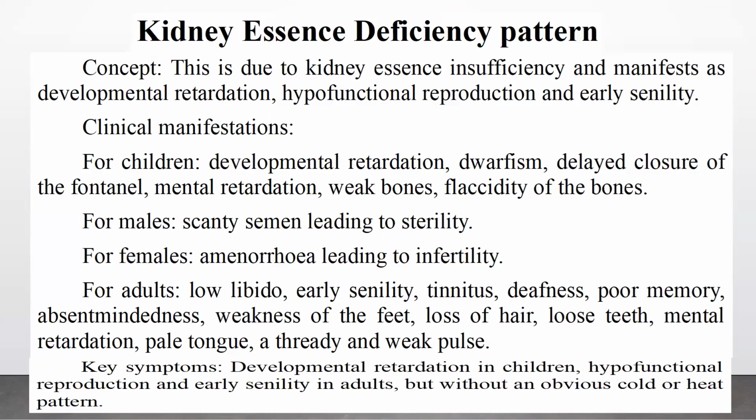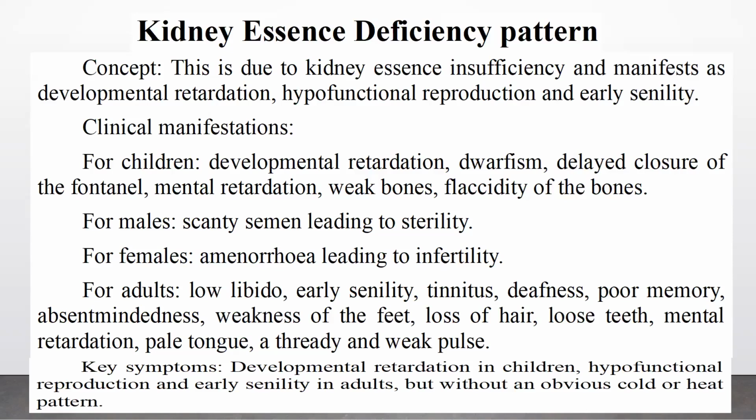For the clinical manifestation, for children, there is developmental retardation, dwarfism, delayed closure of the fontanelle, mental retardation, weak bones, laxity of the bones. For males, there is scanty semen leading to sterility. For females, amenorrhea leading to infertility. For adults, low libido, early senility, tinnitus, deafness, poor memory, absent-mindedness, weakness of the feet, loss of hair, loose teeth, mental retardation, pale tongue, and weak pulse.